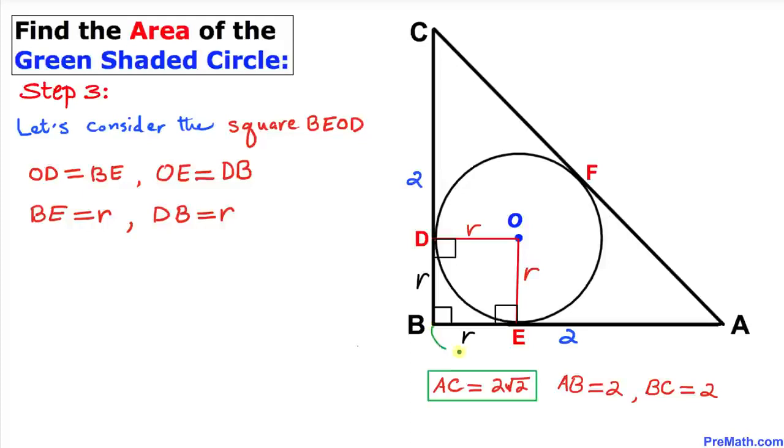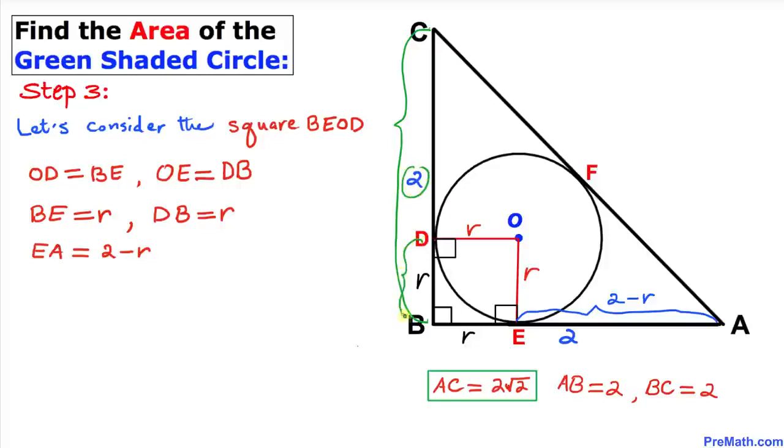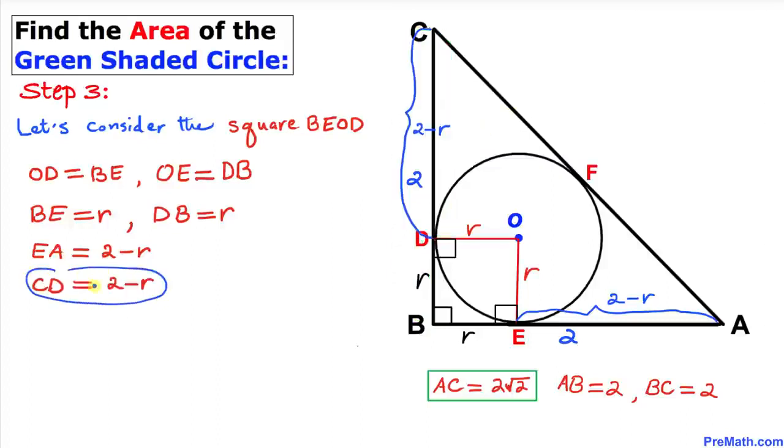Now let's look at this AB distance is 2, isn't it? And this BE is r. So therefore this distance EA is going to be 2 minus r. Thus our EA distance is 2 minus r. Now let's look at the other side, this BC. We know that this total distance is 2. We know this BD is r. Then this distance CD is going to be 2 minus r. So the CD distance turns out to be 2 minus r as well.